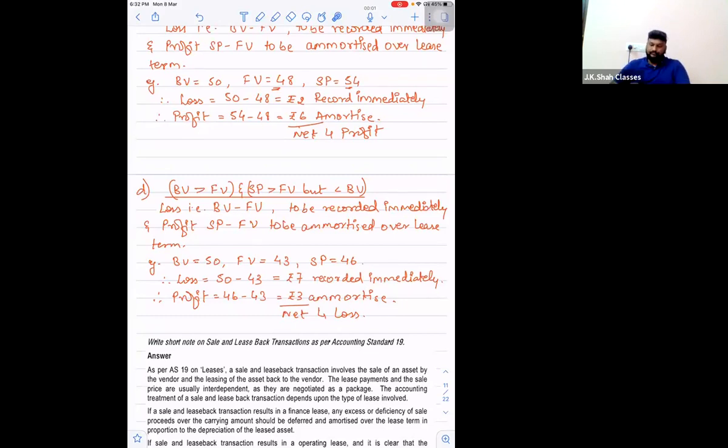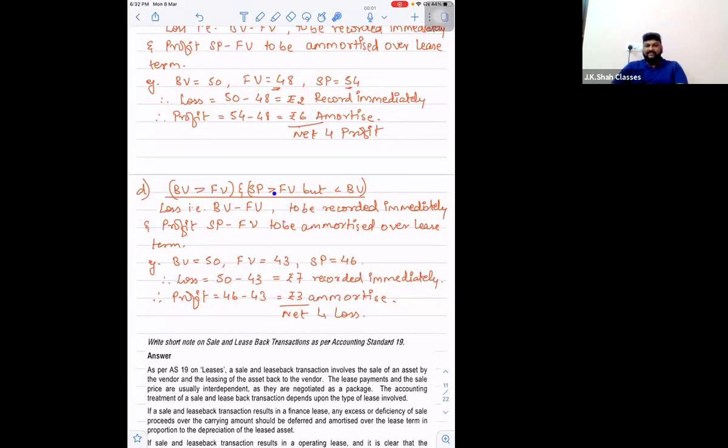Last situation, book value. Bharat, lower your hand. Book value is greater than fair value, right? Book value is greater than fair value, and selling price is greater than fair value but less than book value. This situation is asked in exam. Book value greater than fair value. If the book value is greater than fair value, point number 1, impairment loss. If book value is greater than fair value of the asset, impairment loss. Correct?